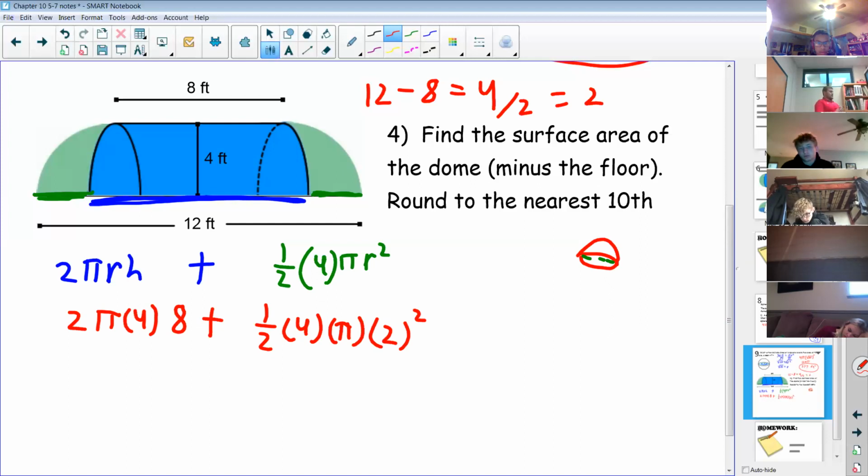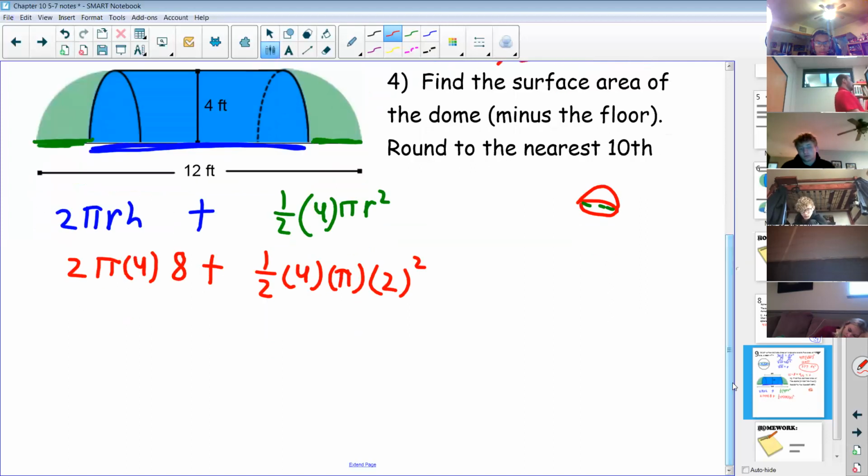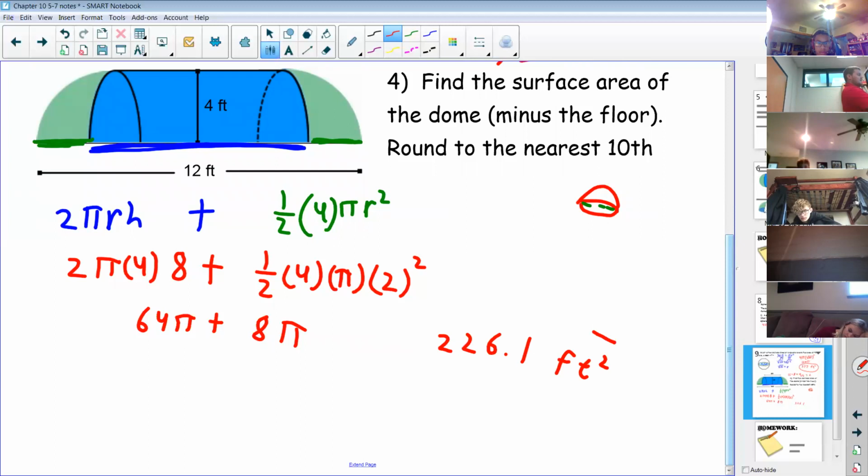And we can start doing the multiplication here, right? So I take this over here, 2 times 4 times 8, that's going to give me 64 pi, plus this side over here, 1/2 times 4 times 2 squared, that's going to give me 8 pi. So now I can plug that into my calculator to get a decimal, and when I do that, my answer comes out to be 226.1, and this is going to be feet squared. Pretty sure that's the correct answer.